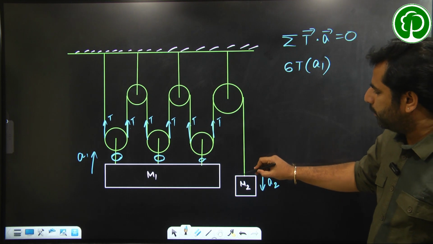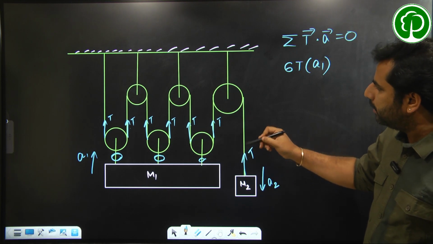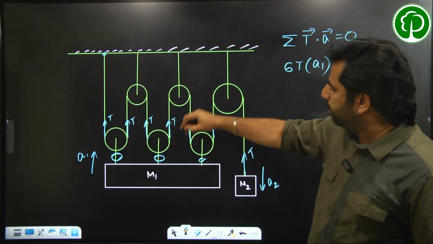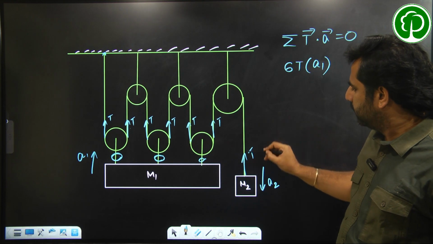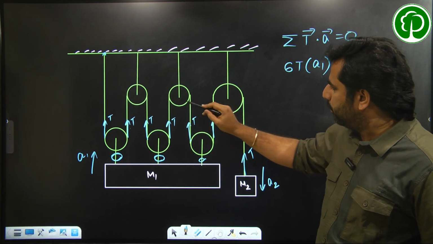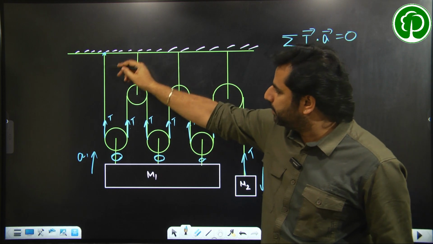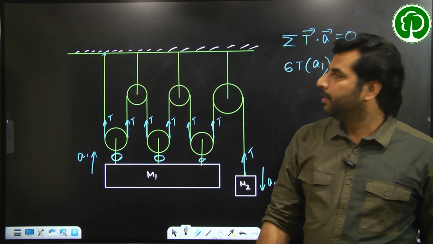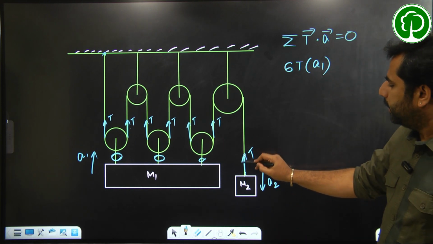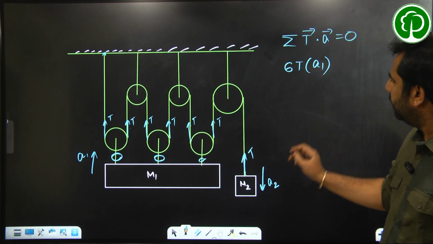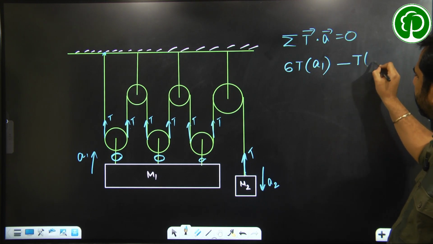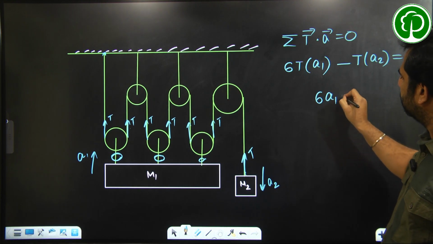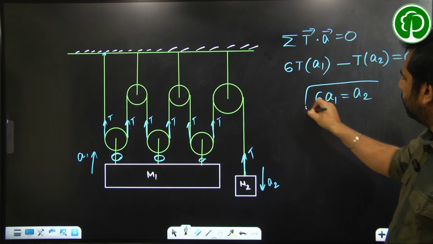And now coming to M2, it is the same string. It is a single string from this point passing over 3 pulleys and another 3 pulleys, so 1, 2, 3, 4, 5, 6 pulleys. It is the same string passing over these 6 pulleys and connecting the M2 block. Now the angle between tension and acceleration A2 is 180 degrees. So I would write minus T into A2. That is equal to 0. So 6A1 is equal to A2. This is the equation.